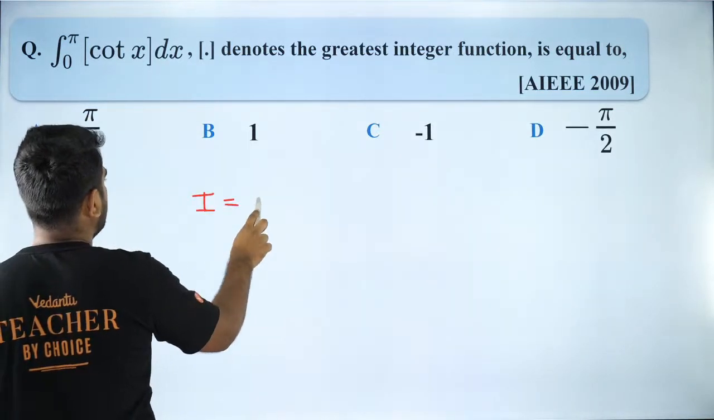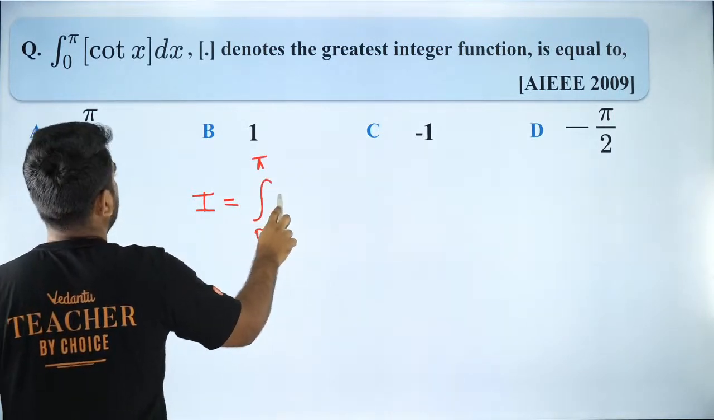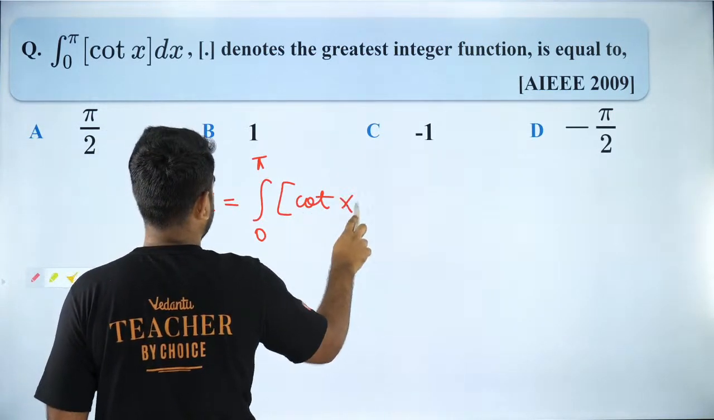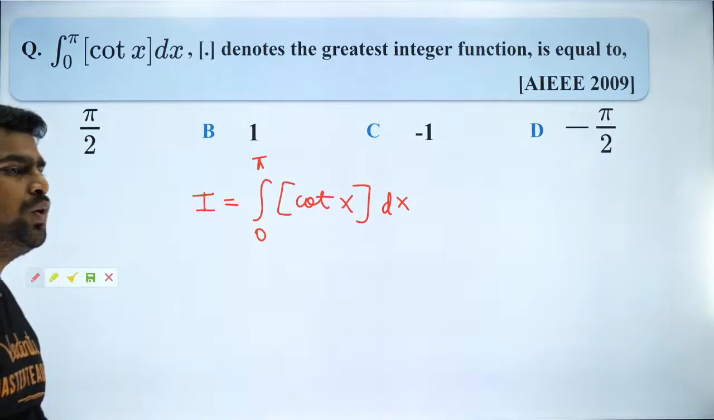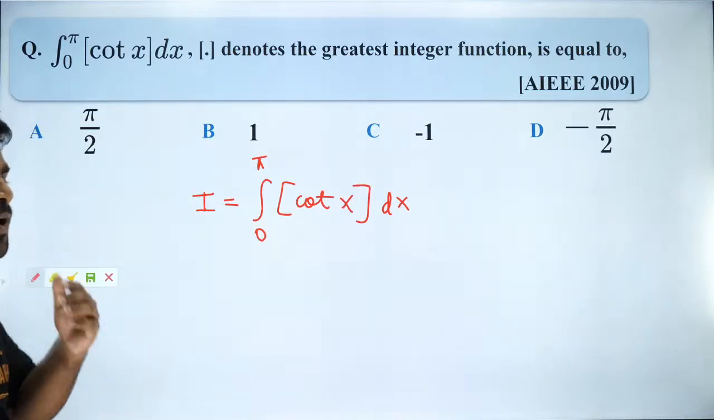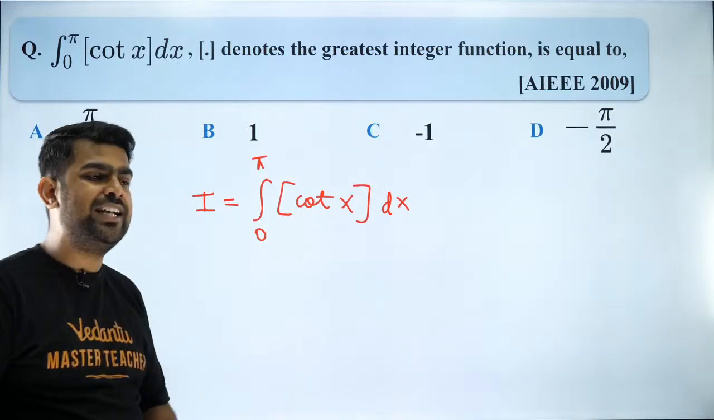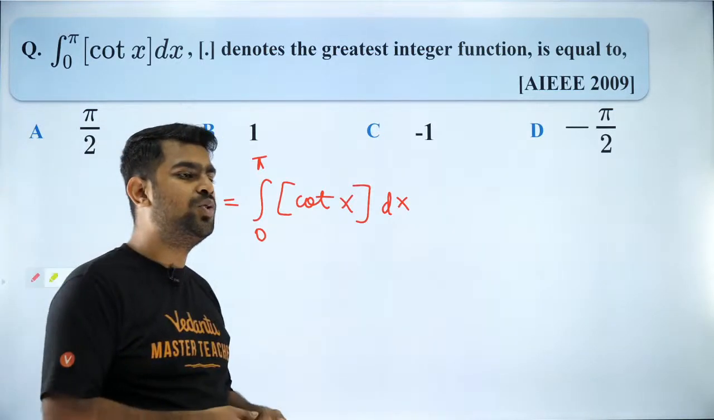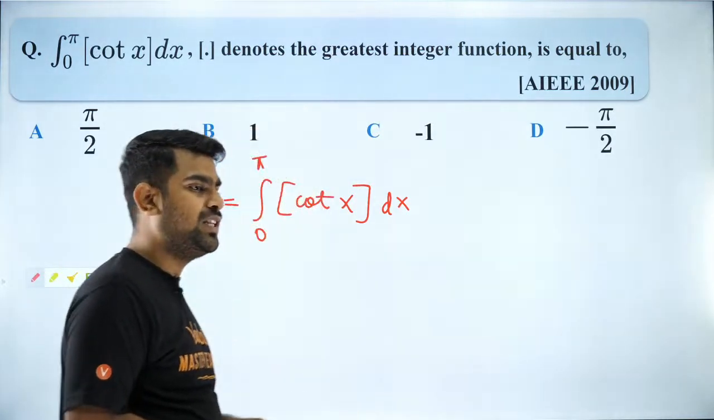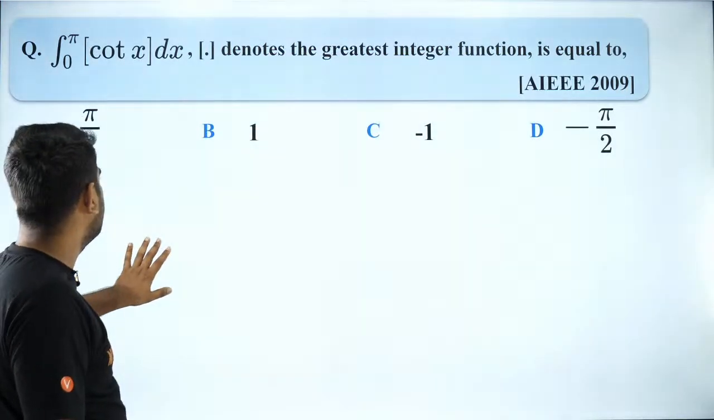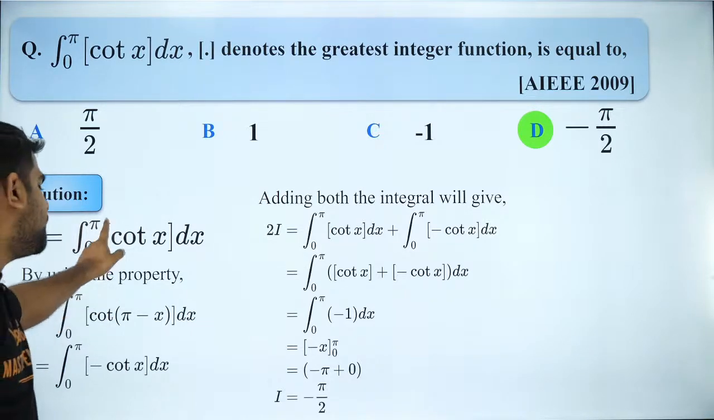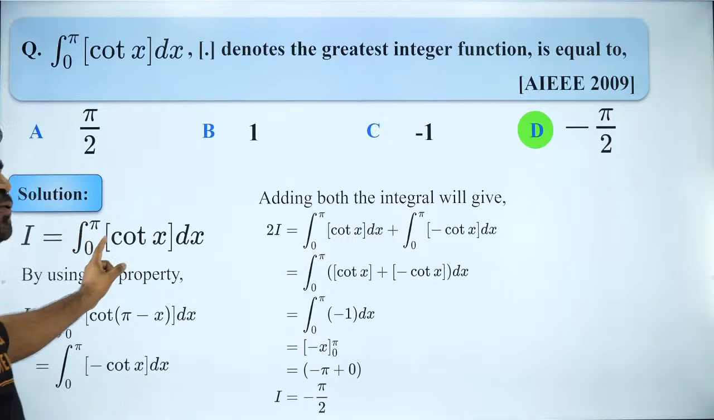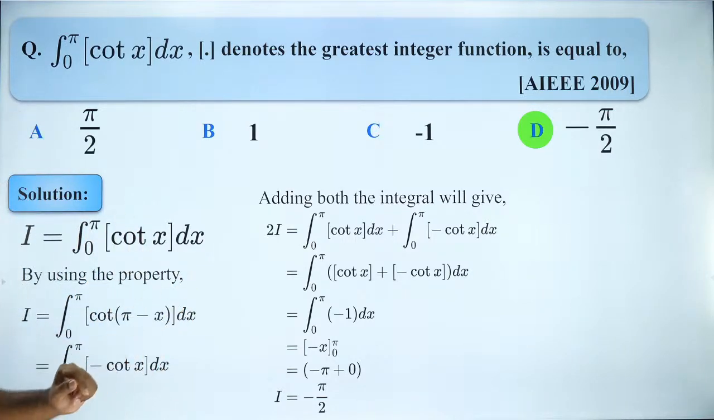We have I is equal to integral 0 to pi GIF of cot x. Here I want to show you guys another very cool property which is used. I want all of you to think about it. What property is used? And then I will show you the property. You can try to do it. So we have integral 0 to pi a plus b minus x. The same King's rule is used in a very effective manner.